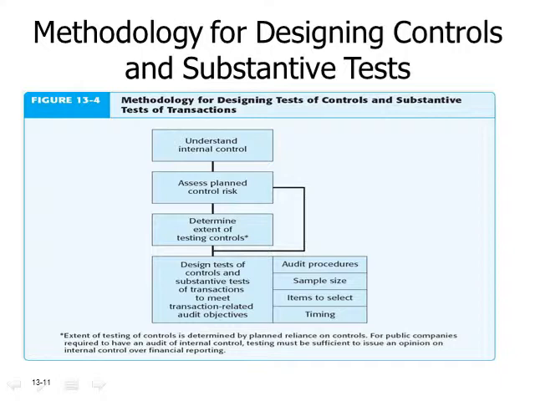And so this table kind of summarizes what we've talked to this point. What is it and how is it we design our test of controls and substantive test of transactions? And so we have to understand the internal controls that the client has. Based on our understanding of these internal controls, we have to assess some planned control risk. We test these controls to determine whether or not we can rely on them. We're informed by that testing to help guide us in the design of test of controls and substantive test of transactions, so that we're able to meet the transaction-related audit objectives.